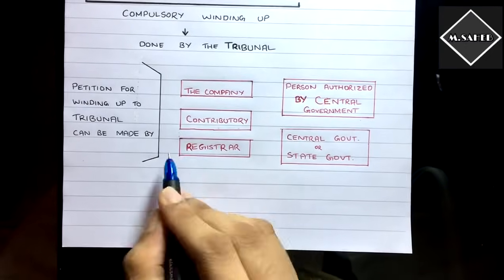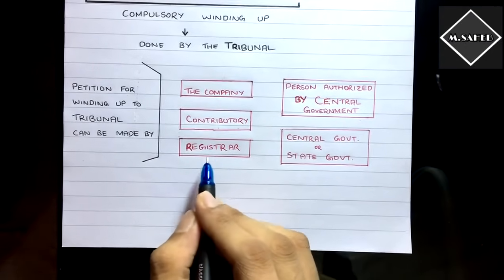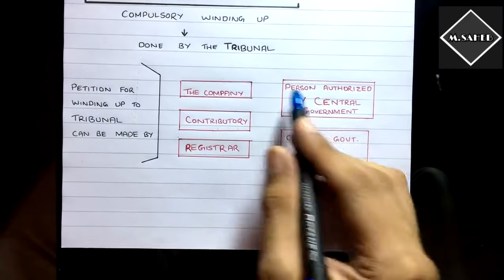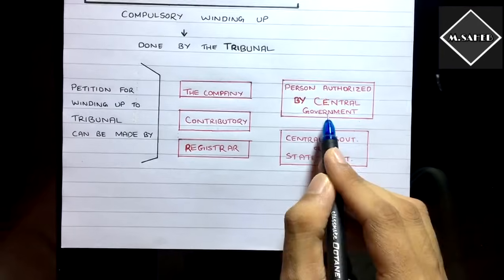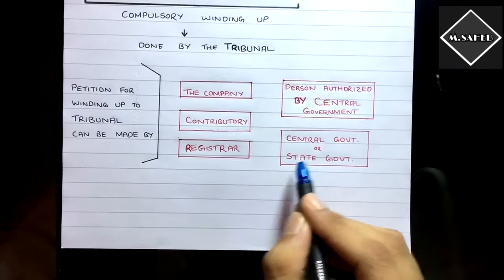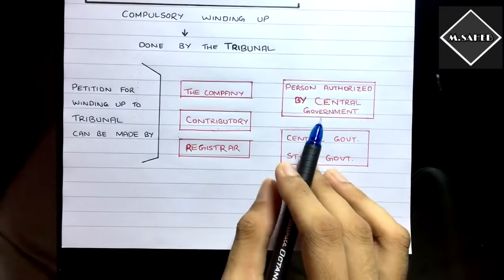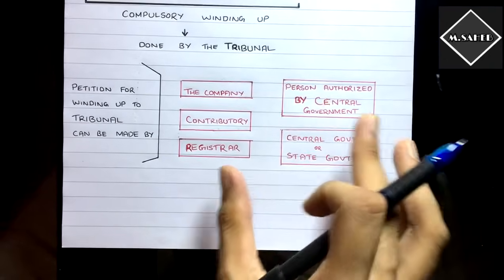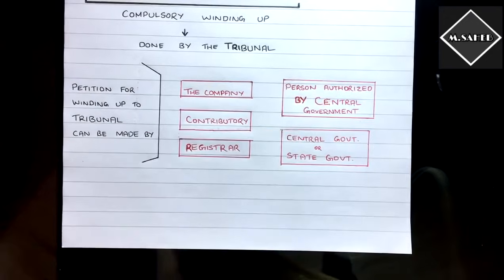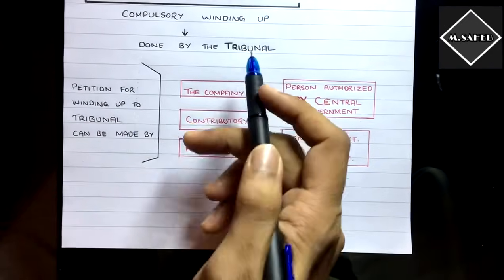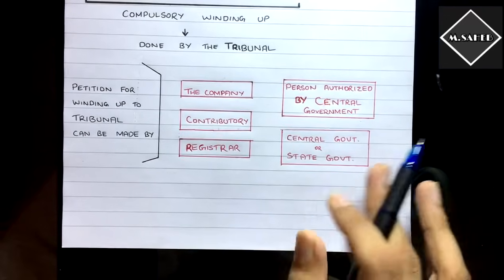And then the registrar, the registrar of companies can also file a petition to the tribunal that the company should be wound up, or any person authorized by the central government, and the central government or state government itself can also file the petition that a certain company should be wound up. Okay, so these are the 5 authorities that can file the petition or application to the tribunal that the company should be wound up.